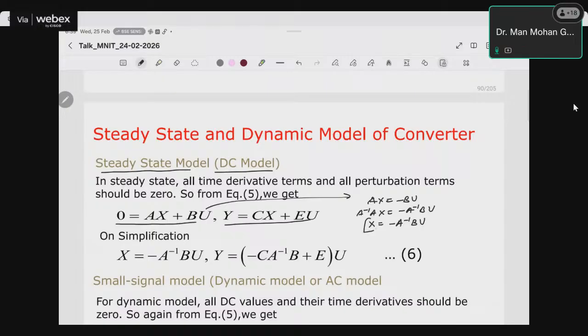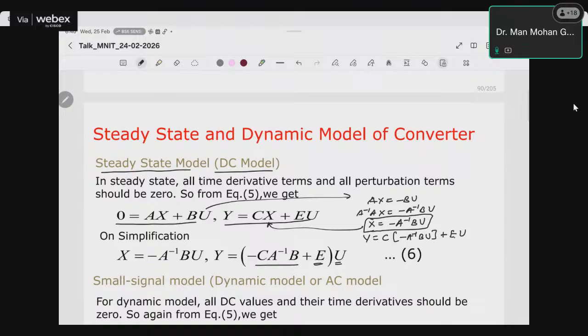So this is the X we get. Now we put this value in this Y. So Y equal to C times minus A inverse BU plus EU. So U we will take common. It becomes minus C A inverse B plus E. Right? So this is the value of Y.